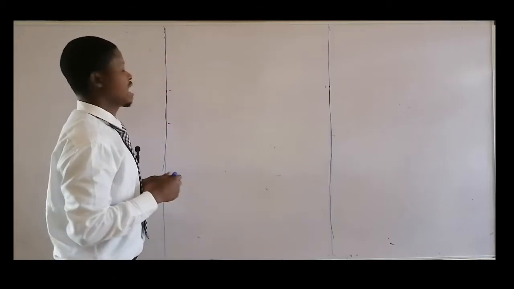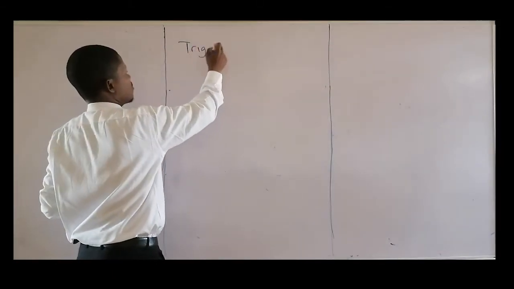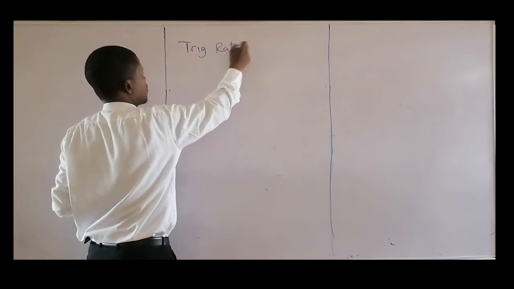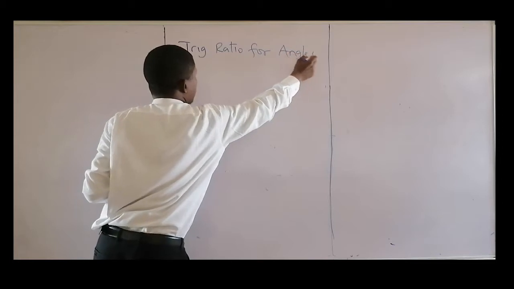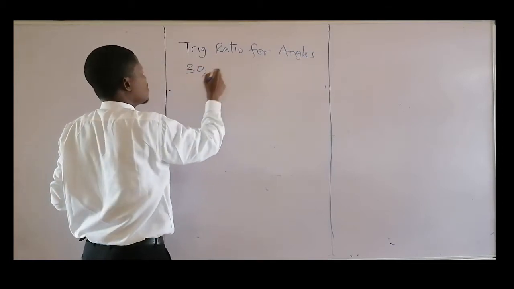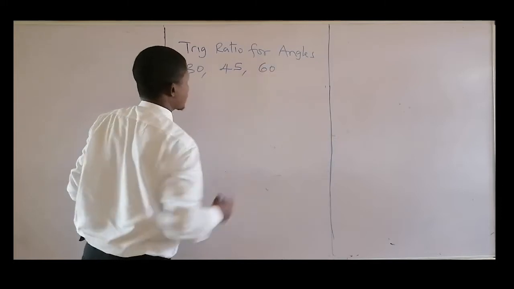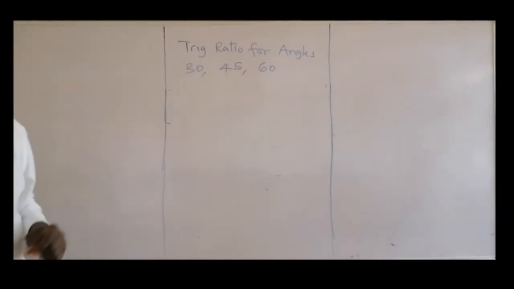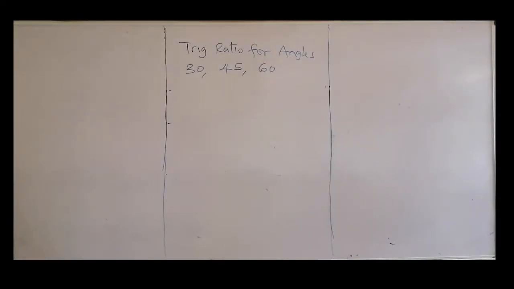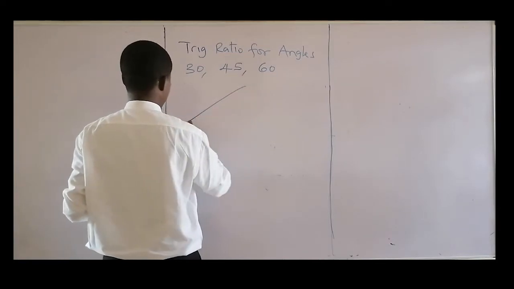I want to look at the trig ratio for angles 30, 45, 60. Okay, so let's take the one of 45 first.